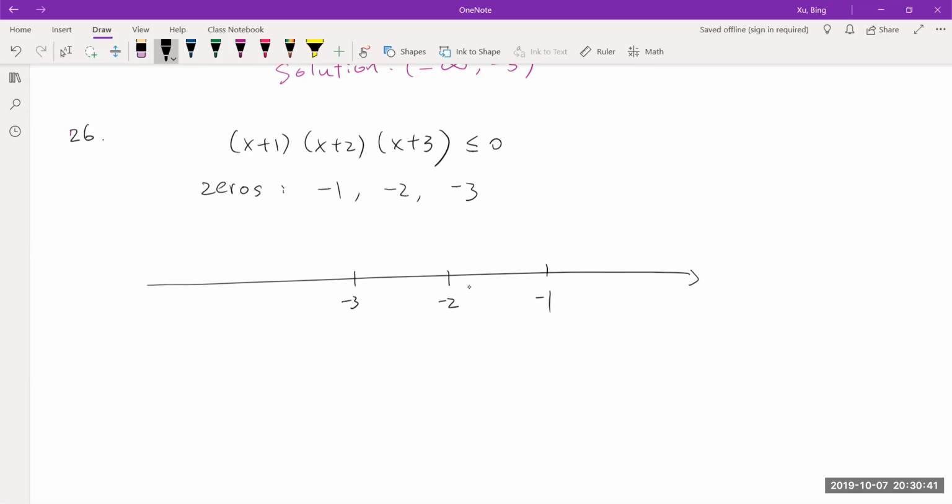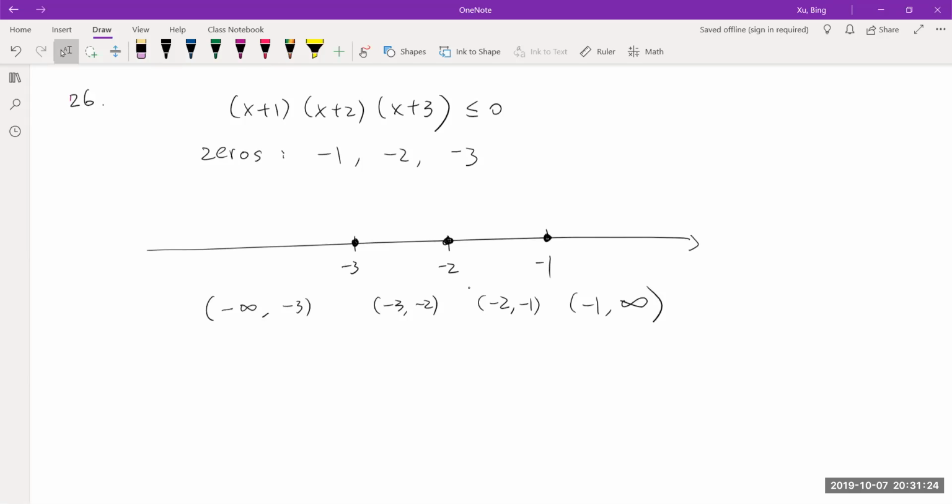Now the number line is separated into 4 intervals, right? One is negative infinity to negative 3, negative 3 to negative 2, negative 2 to negative 1, negative 1 to infinity. We want to decide which interval will be our solution. Also, for the x-intercepts, these 3 points, are those going to be part of the solution? Yes, so no matter what our answer is, I need to include these 3 points. Okay, then it's pretty similar.